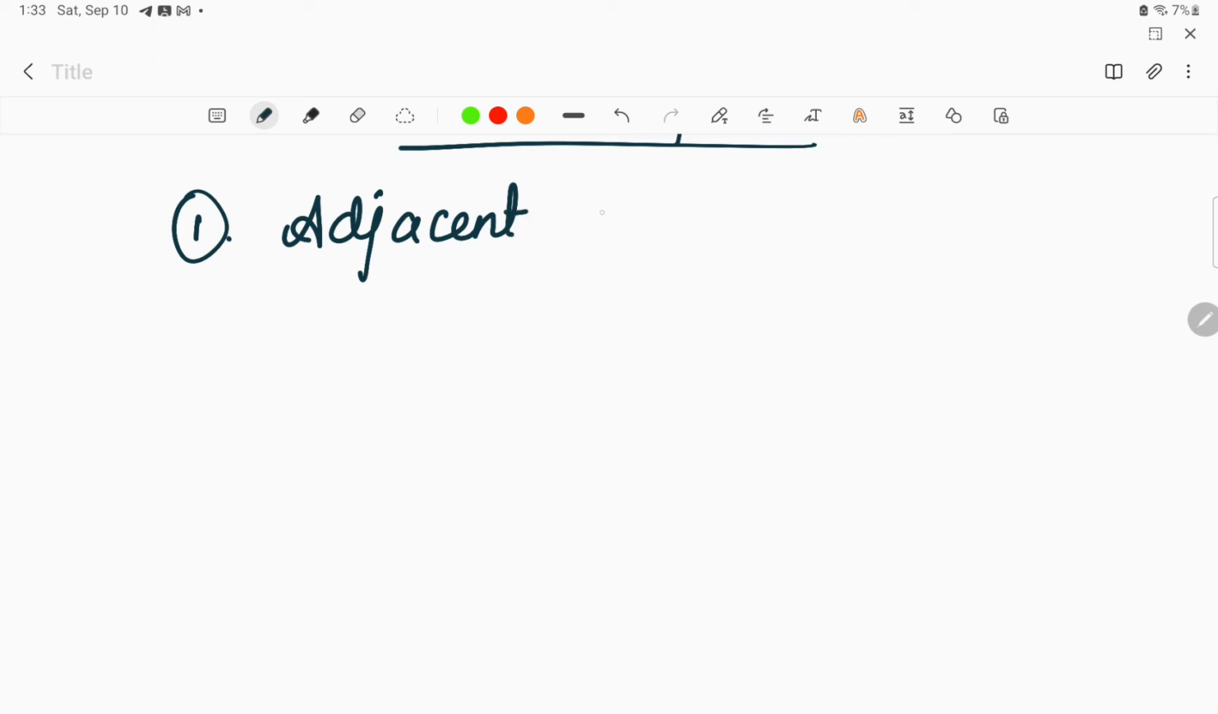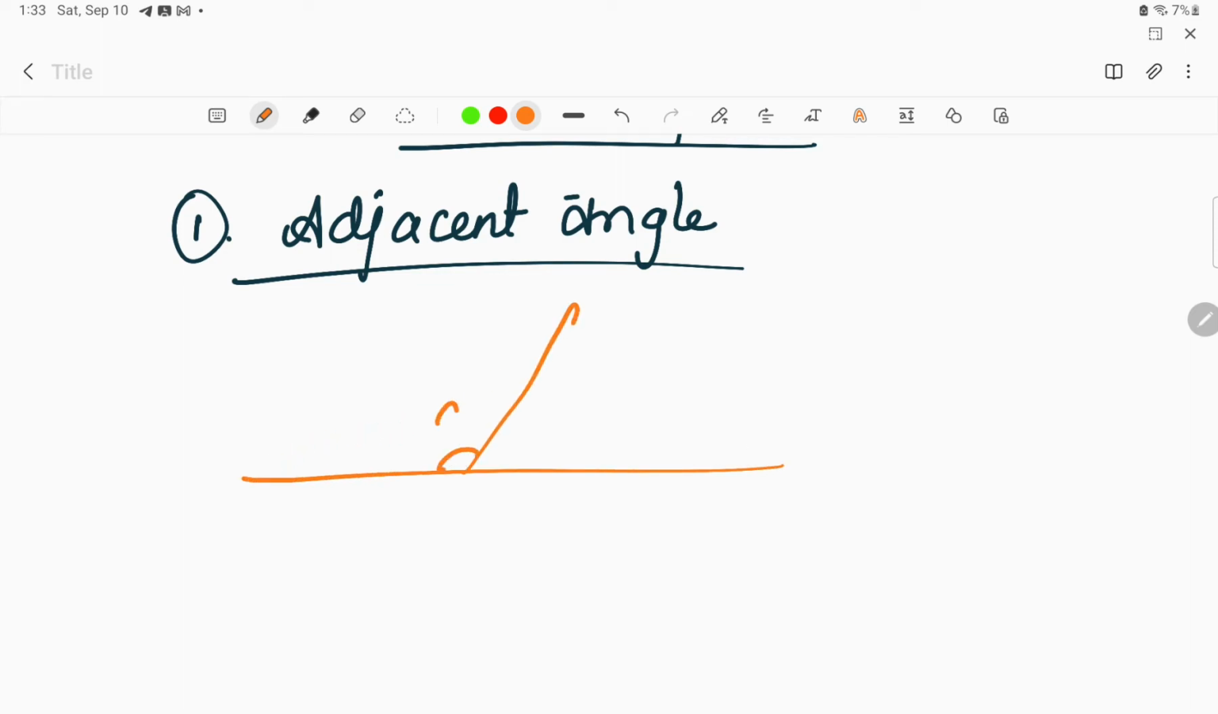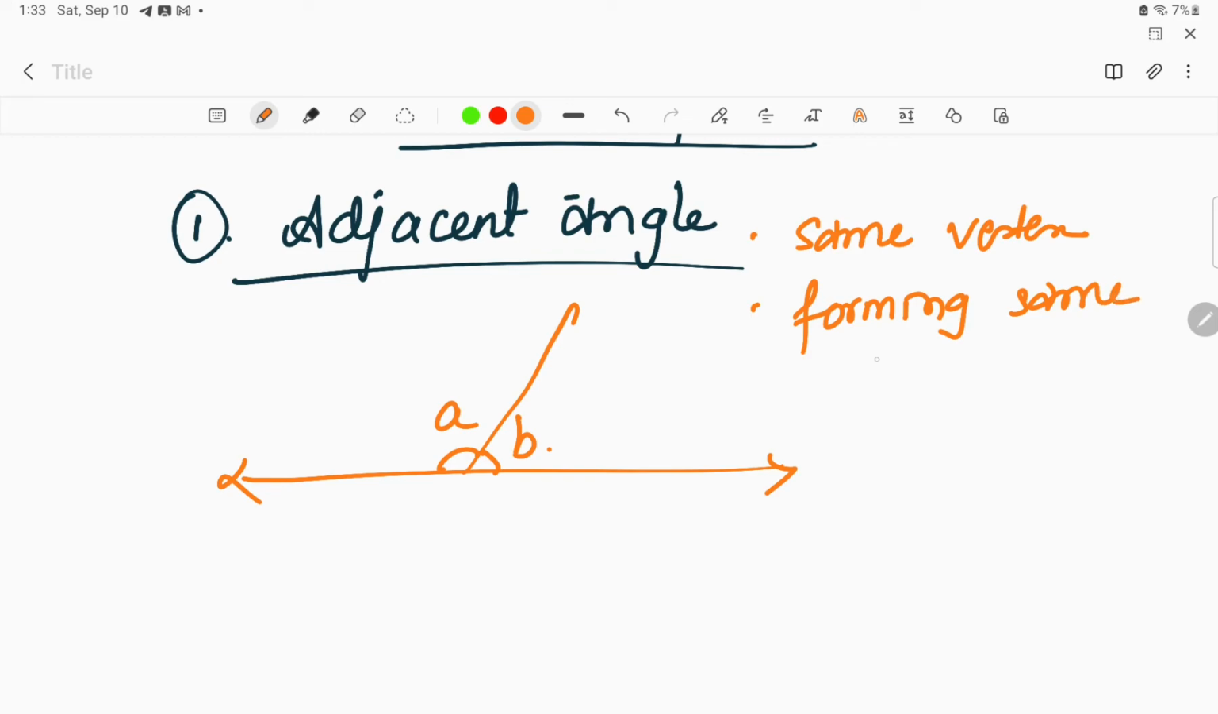Now next, angle pairs. What are the different angle pairs that are formed, that we will discuss now. The very first term over here is the adjacent angle. What are adjacent angles? For example, this is angle A, this is angle B. Both the angles have the same vertex, that is they are formed from the same point. Such angles are the adjacent angles. The term directly indicates that they are adjacent to each other and formed from the same vertex.